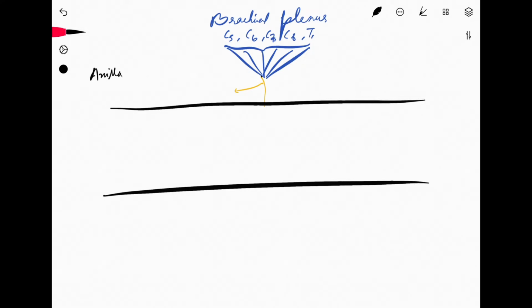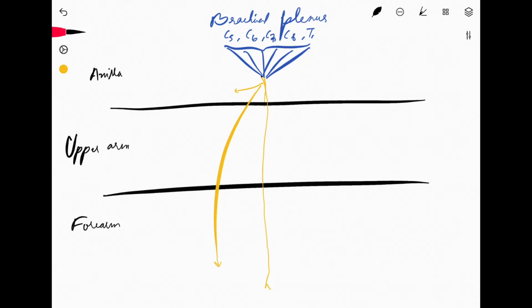In the arm, it passes with the deep brachial artery, that is the profunda brachii artery, and gives two motor branches and one sensory branch before traversing the triangular interval. These motor branches innervate the medial and long heads of the triceps, and the sensory branch is called the posterior cutaneous nerve of the arm.